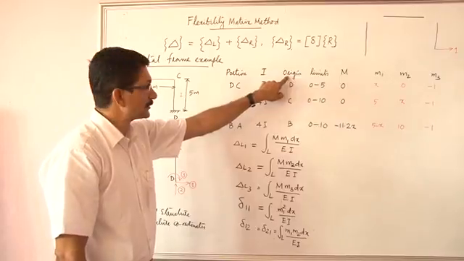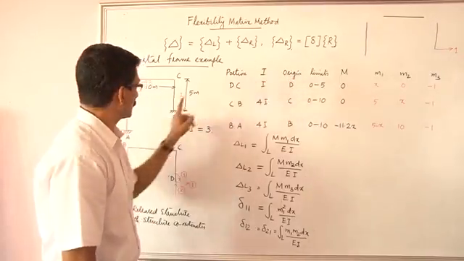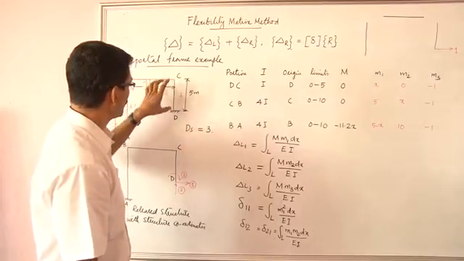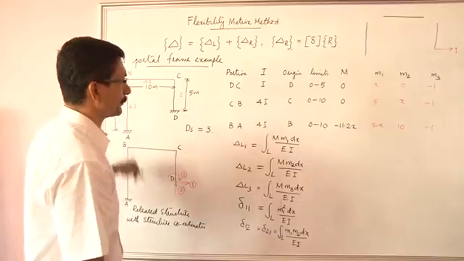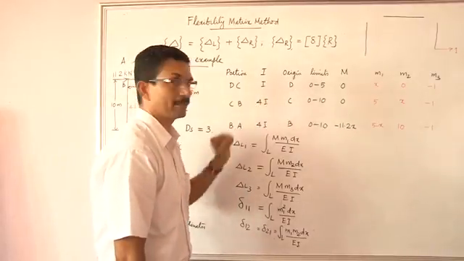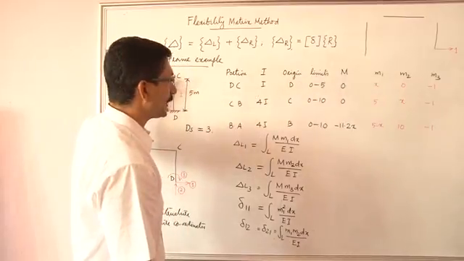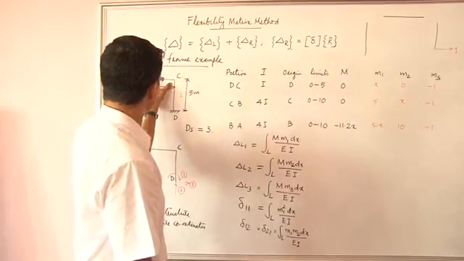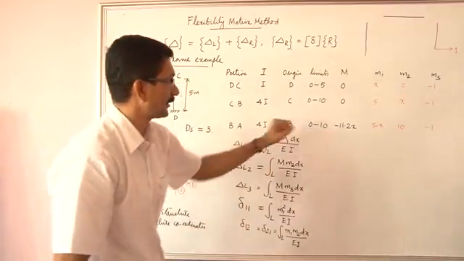Origin of coordinates for integration. This point is the origin for this portion, C is the origin for this portion, and B is the origin for the third portion, D, C and B. And the limits of integration are 0 to 5 here, 0 to 10 here and 0 to 10 here, as given there.